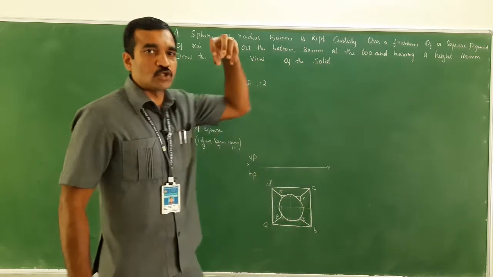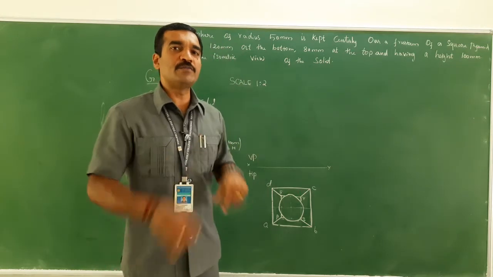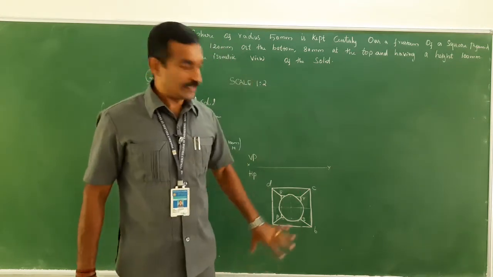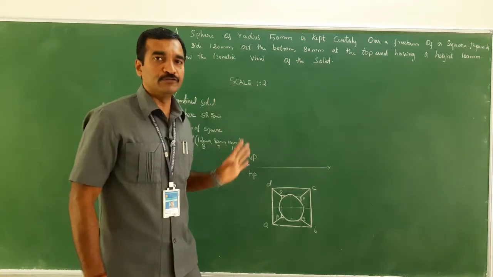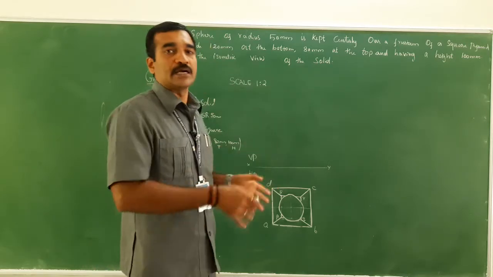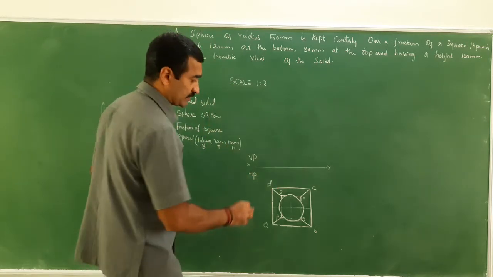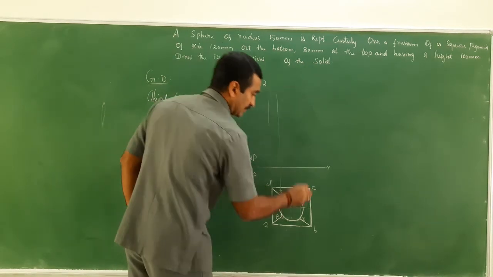Look here, when I look from the top, the sphere would be visible and the frustum of the square pyramid is visible in this manner. Now I need to draw the front view, for which I have to take all the corners, that is the projectors, vertically upwards. Take vertically upwards, each and every one.